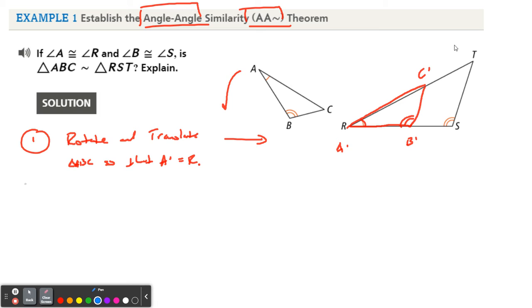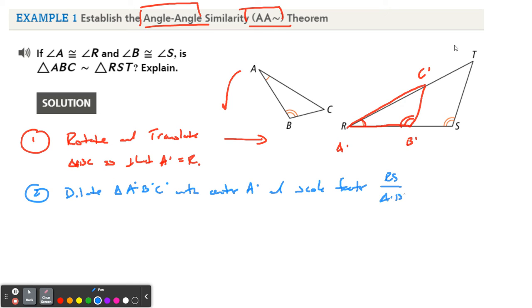So now how are we going to get B prime to line up with S? How are we going to get C prime to line up with T? So step 2, now we're going to do our dilation. We're going to dilate triangle A prime, B prime, C prime with center A prime and scale factor RS over A prime, B prime. Again, we use RS because it's longer, A prime, B prime because they're corresponding. This is going to enlarge our triangle A prime, B prime, C prime.